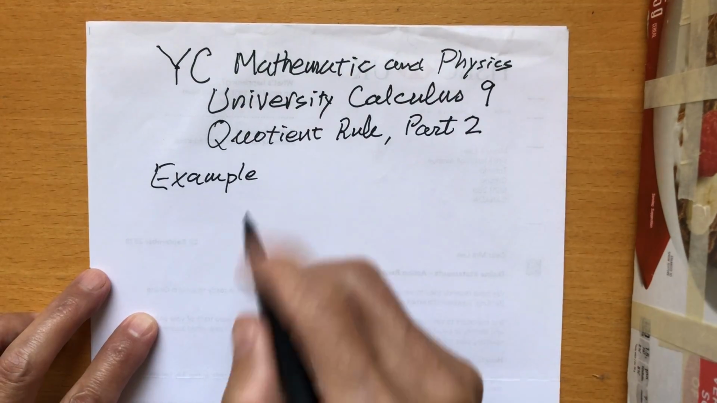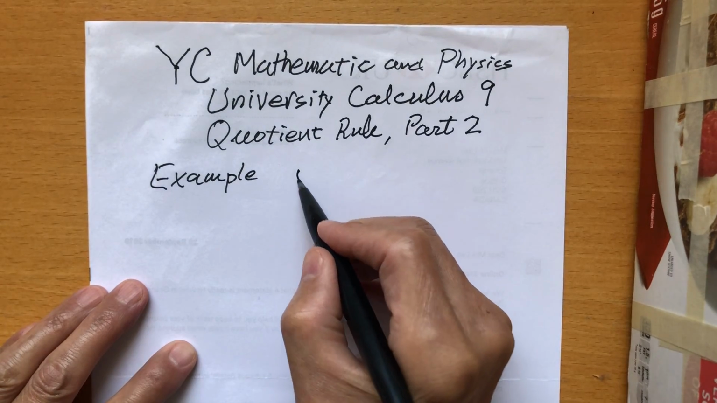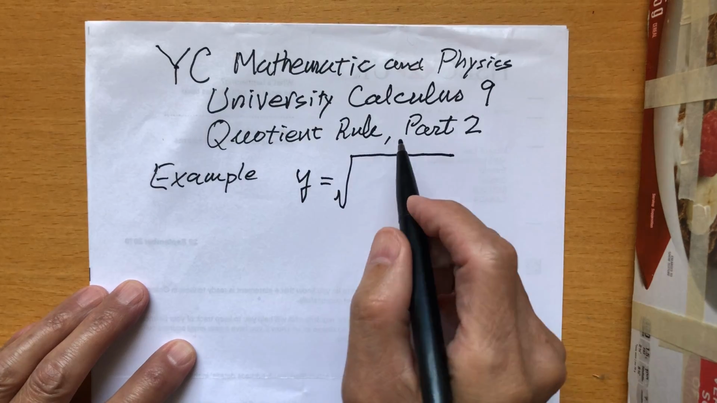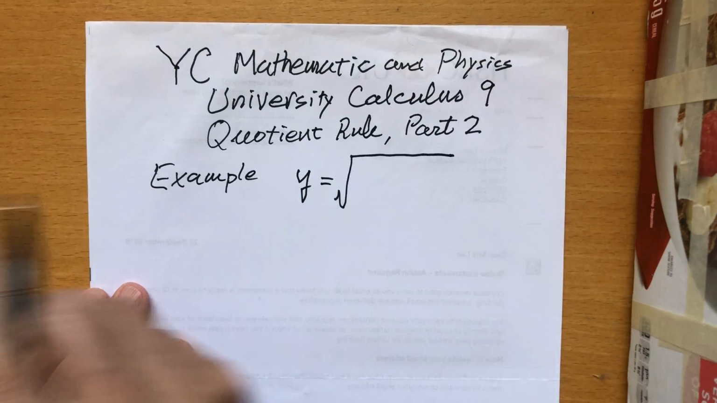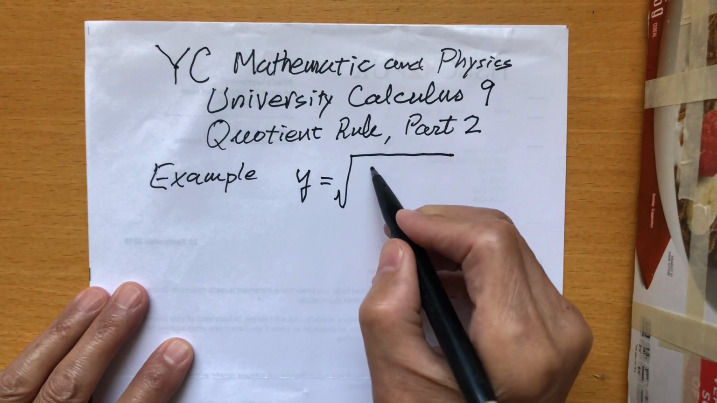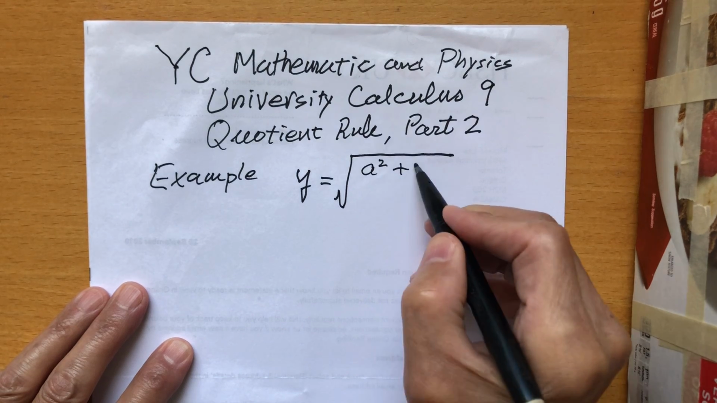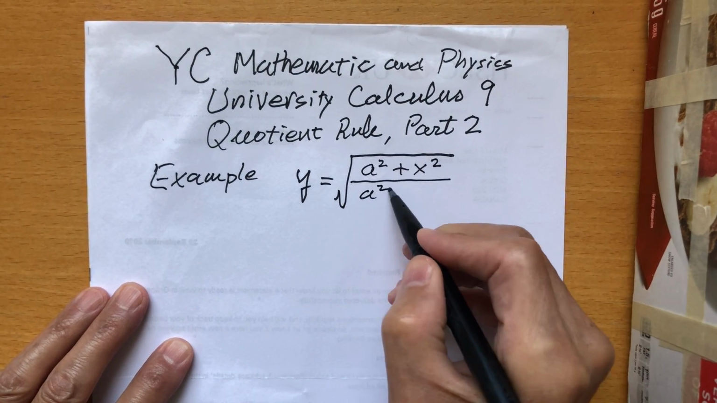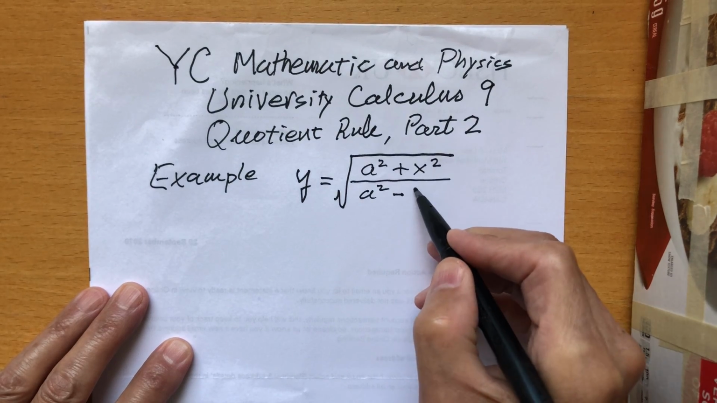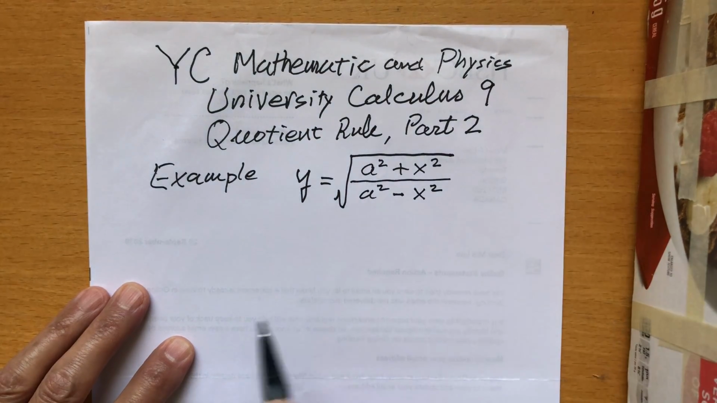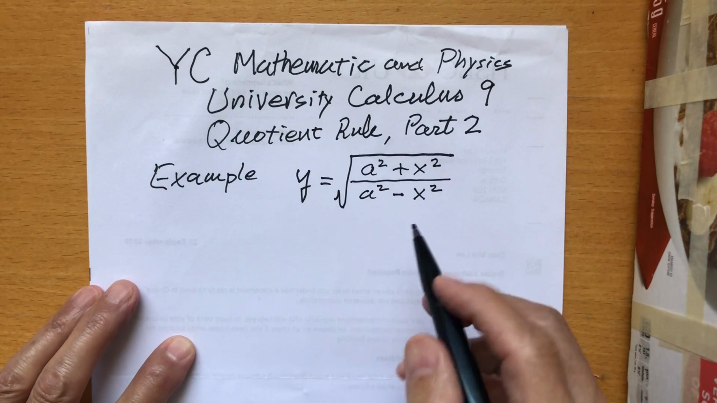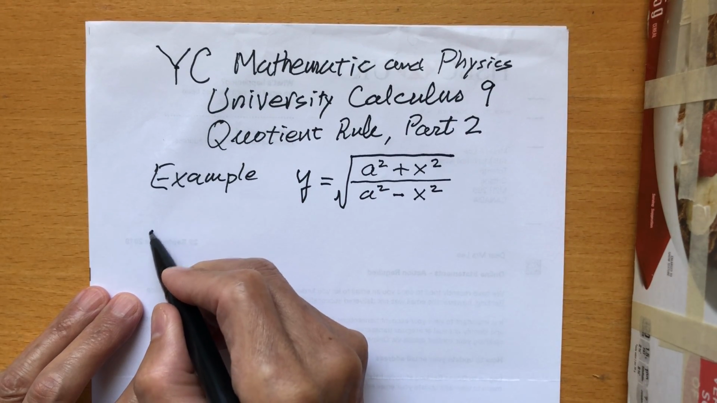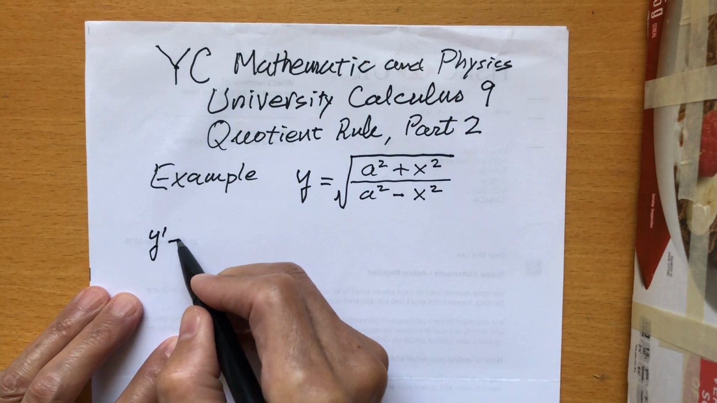Okay, I have a quotient. y equals a squared plus x squared divided by a squared minus x squared. Okay, how do we do this? Find the derivative. How do we do that?